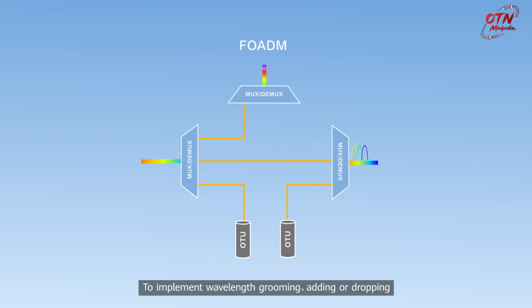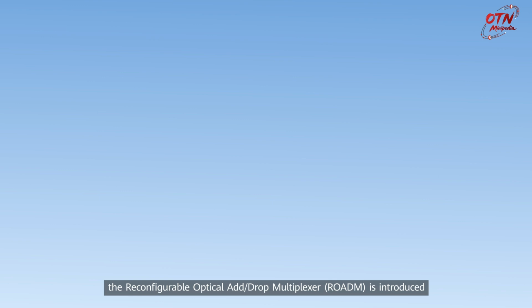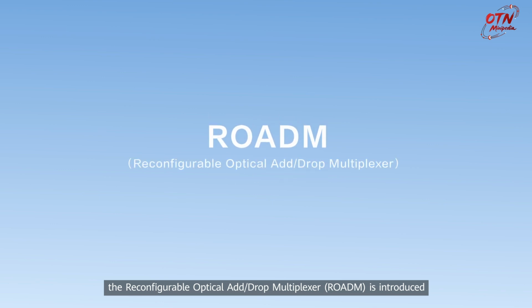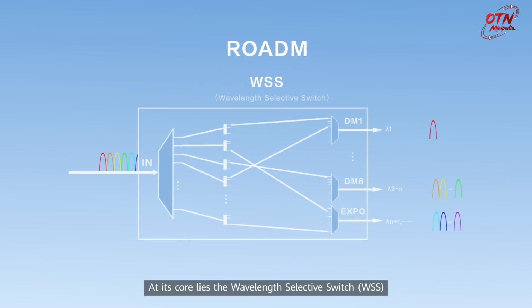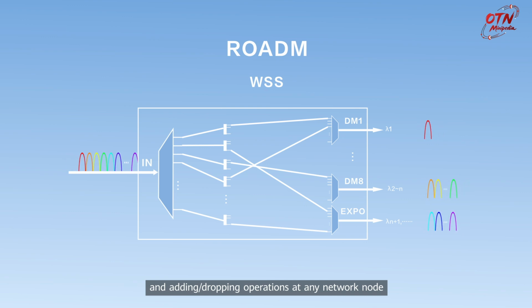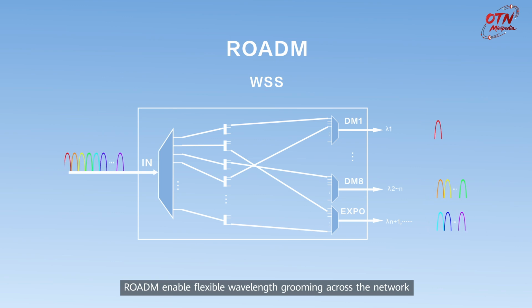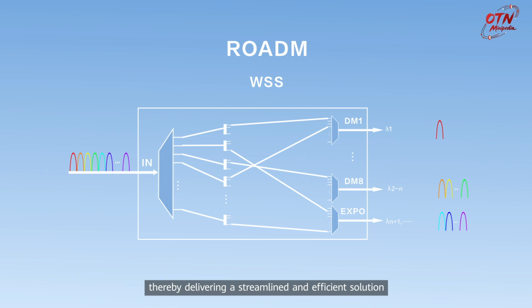To implement wavelength grooming, adding or dropping, on-site manual fiber connection is required, which is time-consuming and labor-intensive. To address dynamic wavelength management, the reconfigurable optical add or drop multiplexer is introduced. At its core lies the Wavelength Selective Switch, which enables precise control over wavelength pass-through and adding or dropping operations at any network node. By selectively allowing or blocking specific wavelengths, ROADM enables flexible wavelength grooming across the network without the need for on-site intervention, thereby delivering a streamlined and efficient solution.